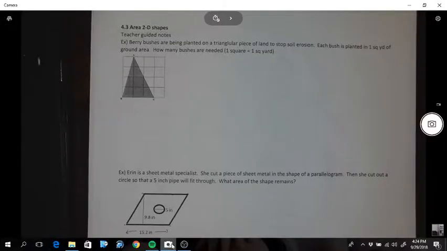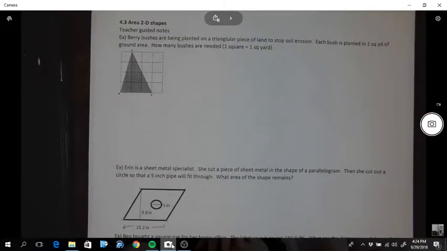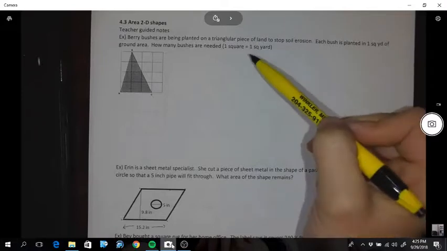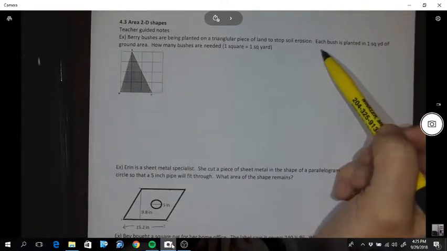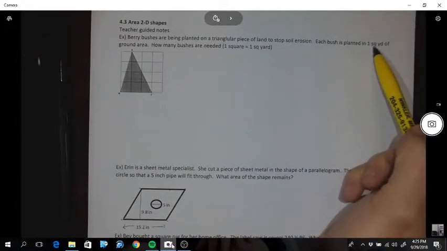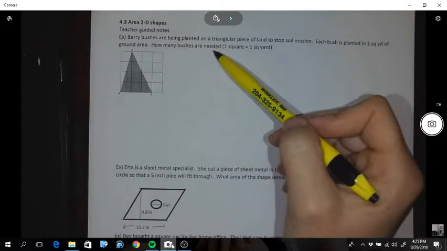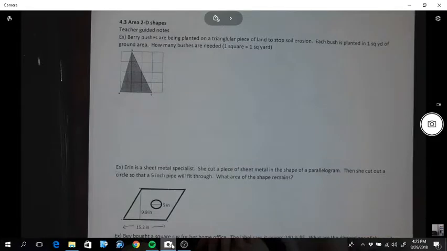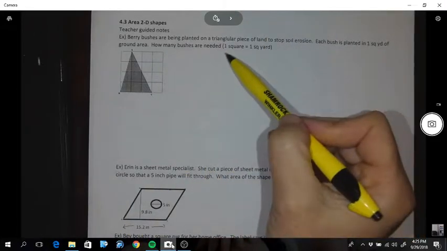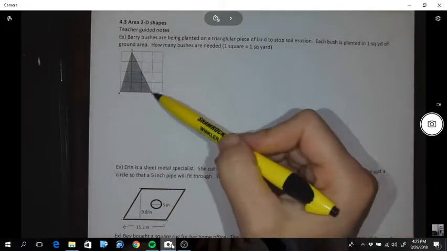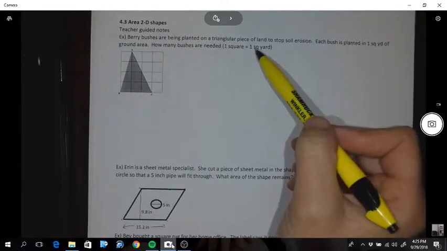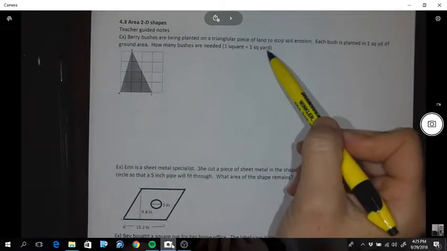Okay, lesson 4.3 is two-dimensional shapes, the area. So in example 1, berry bushes are being planted on a triangular piece of land to stop soil erosion. Each bush is planted in 1 square yard of ground area. So how many bushes are needed? So we have 1 square on this diagram is 1 square yard in real life.